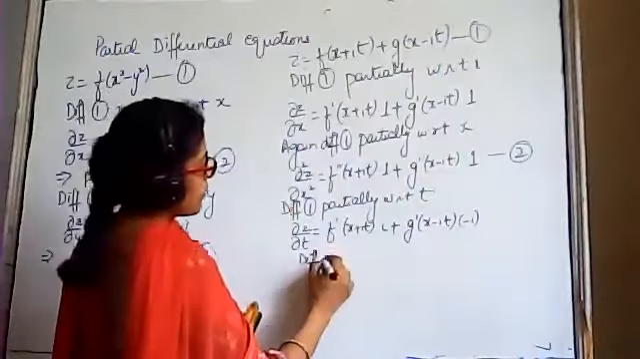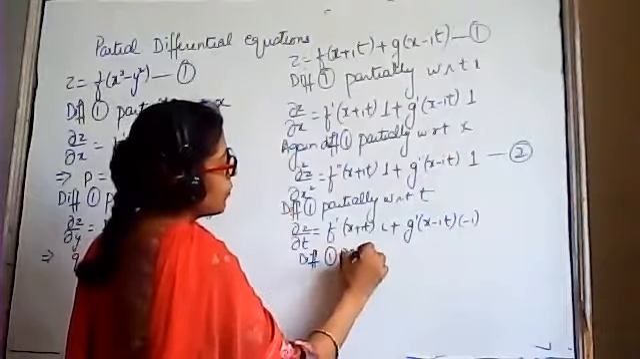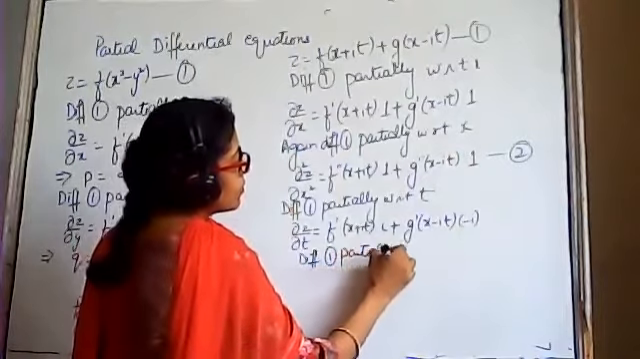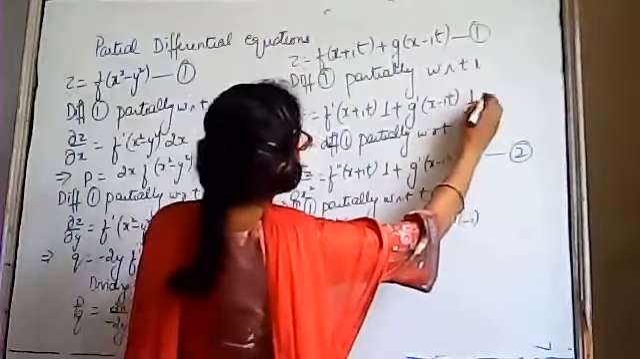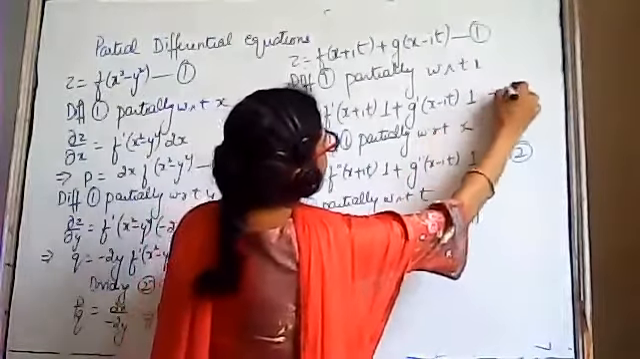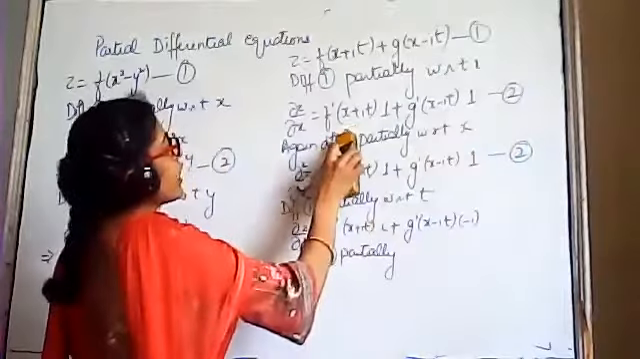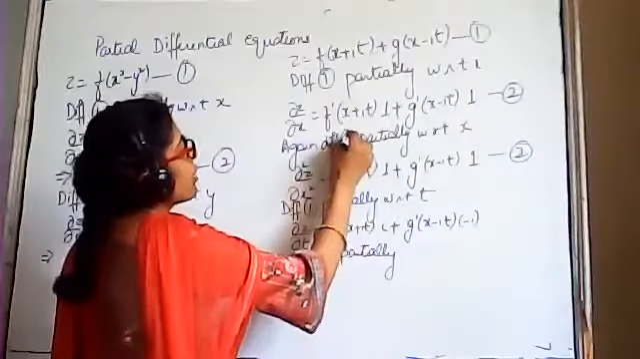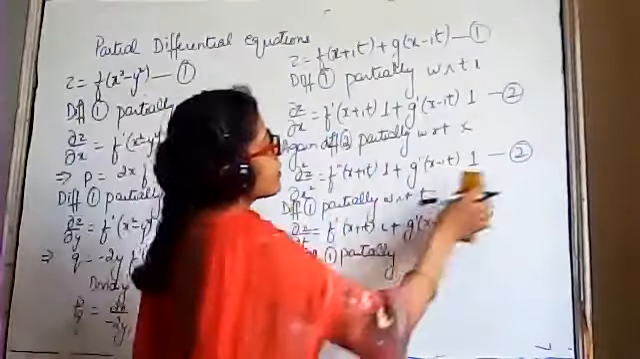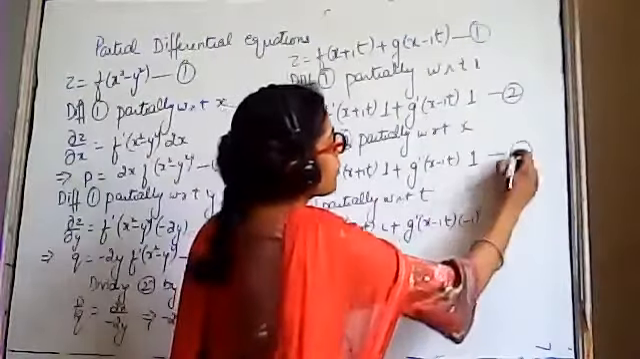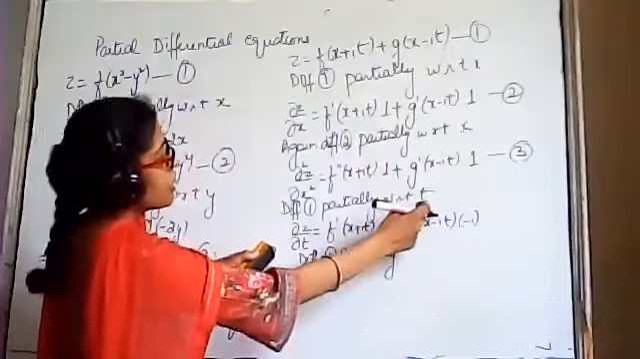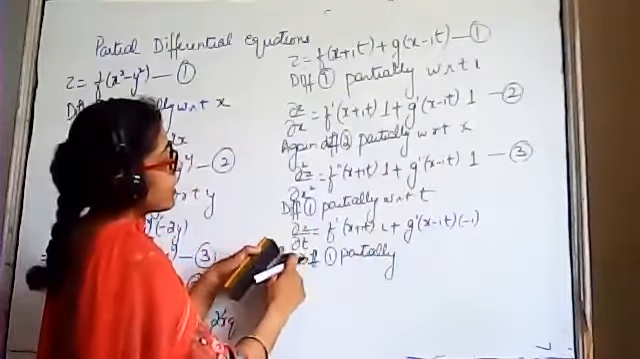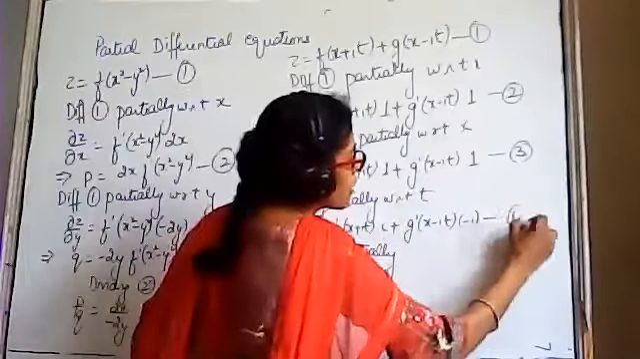Again, differentiating equation number 1. You can give the numbers over here also. This is equation number 2, and we are again differentiating it because we need curly square z upon curly x square. Let it be equation number 3. After that, we are differentiating equation number 1 partially with respect to t. So it is curly z upon curly t. Let it be equation number 4.